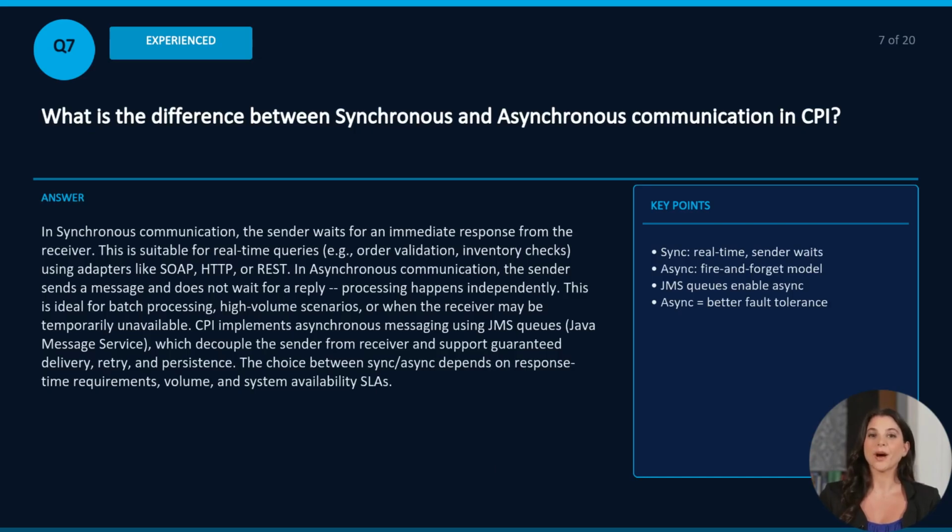Question 7. What is the difference between synchronous and asynchronous communication in CPI? Synchronous communication means the sender sends a request and waits for the response before it can move on. It's like a phone call. The best analogy, you ask a question, you wait for the answer. In CPI, synchronous communication is done using HTTP, SOAP, or REST adapters with a request-reply pattern.